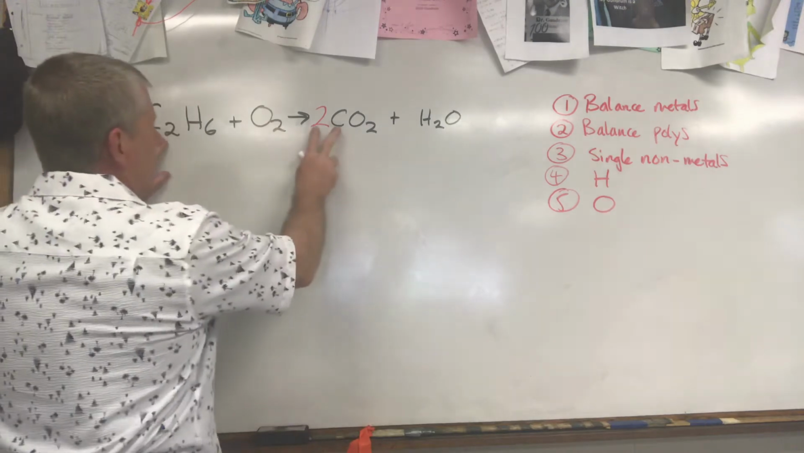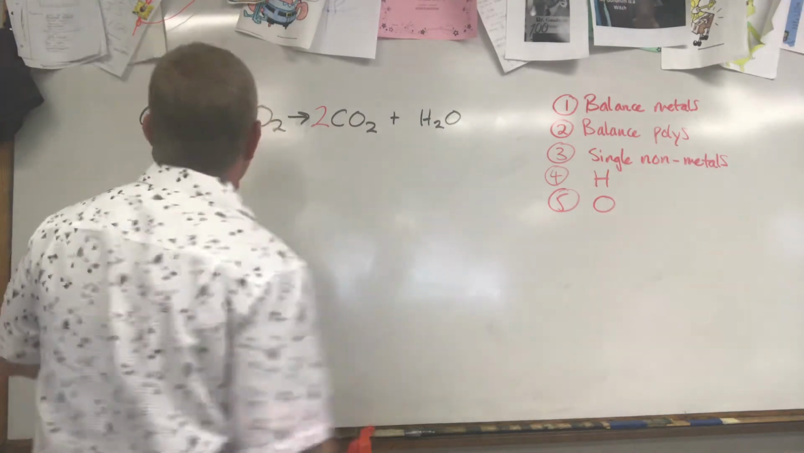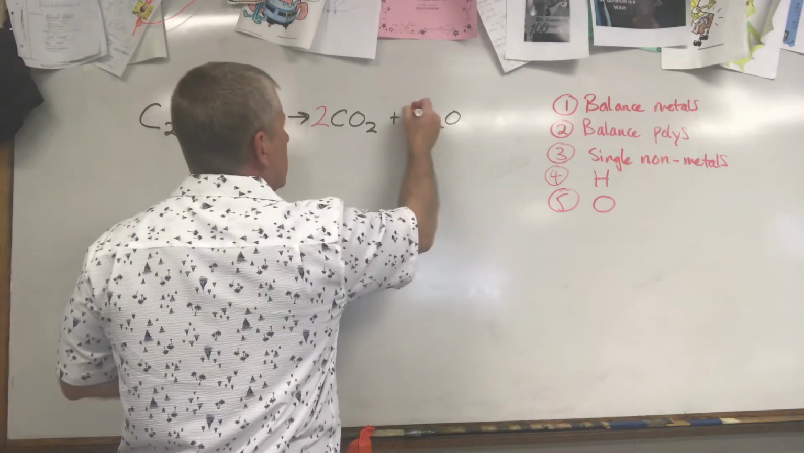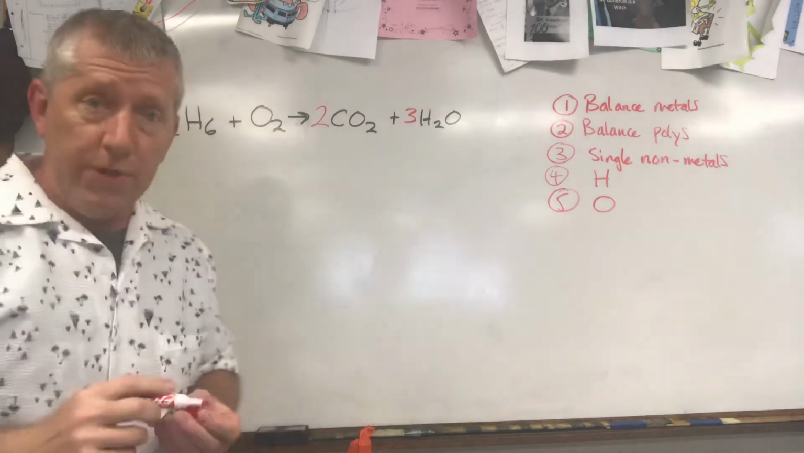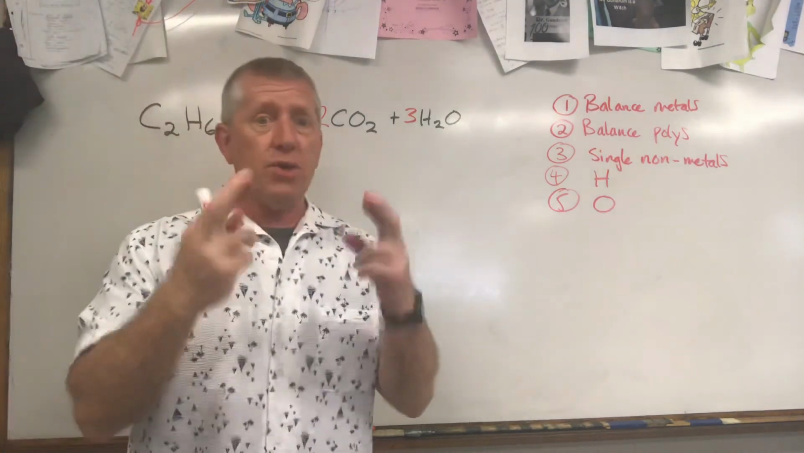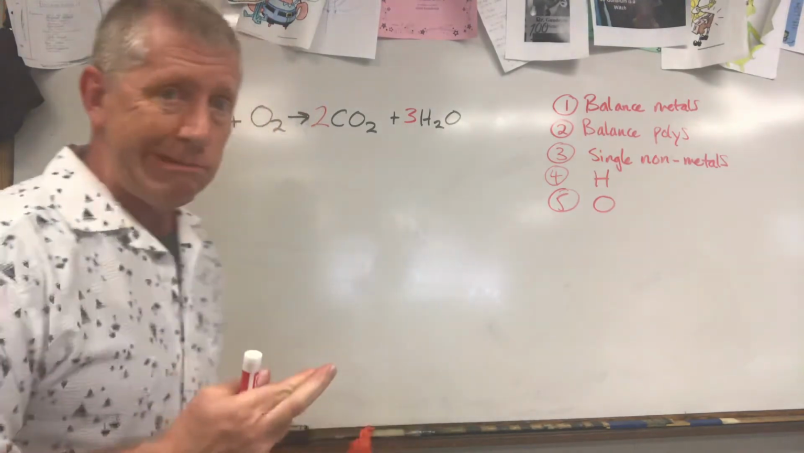Okay, carbon, 2 and 2, got that. Next, I'm going to go for the hydrogen. 6 hydrogens, 2 hydrogens. Put a 3 coefficient in front. Now the hydrogen is balanced. All right, fingers crossed. Maybe the oxygen will be all balanced for us, and we'll be done.